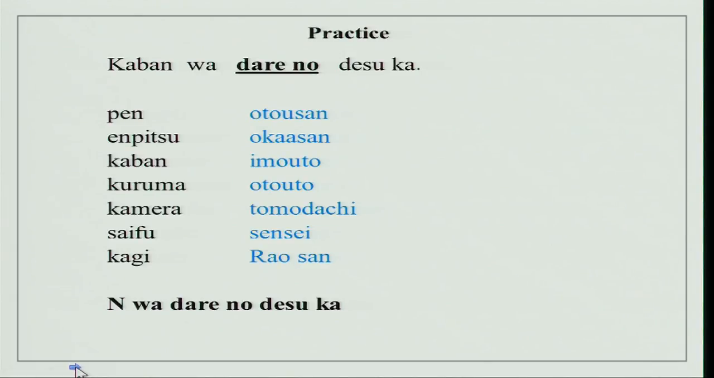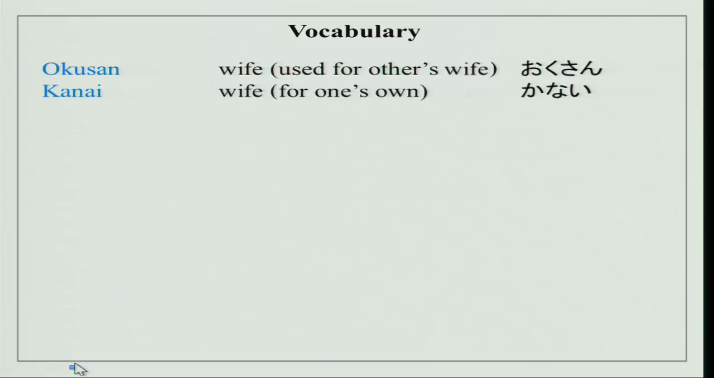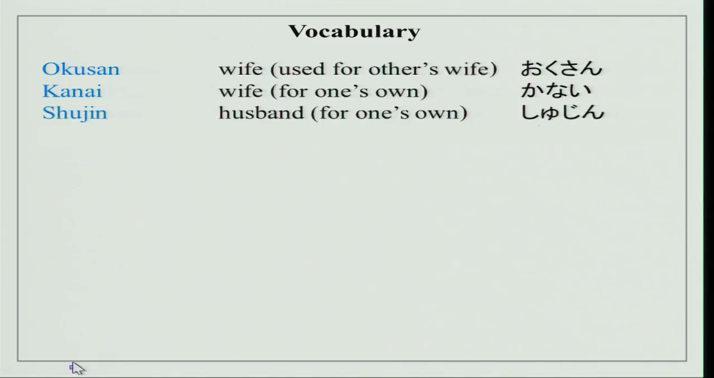Now, because we want you to replace this with a lot of new vocabulary, there is some vocabulary for you over here. The meanings, equivalents in English are given over here in this column. It is written in hiragana in the third column and the first column in blue is the word in Roman. Okusan, kanai, shujin, goshujin.